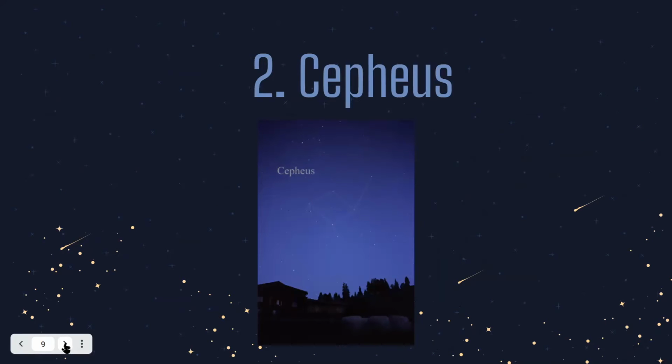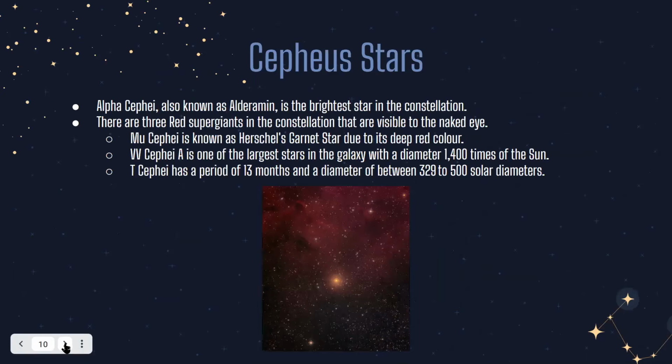Number 2, Cepheus. Okay, some Cepheus stars: Alpha, also known as Alderamin, is the brightest star in the constellation. There are 3 red supergiants in the constellation that are visible to the naked eye. Mu is known as Herschel's Garnet Star due to its deep red color, which you can see in the picture below.